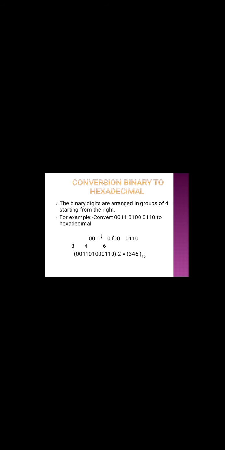Conversion of binary to hexadecimal. The binary digits are arranged in groups of 4 starting from the right. For example, convert the given number to hexadecimal. So the given number you have to write according to this way, that is the 4 digits you have to write like this. Then write the equivalent number.